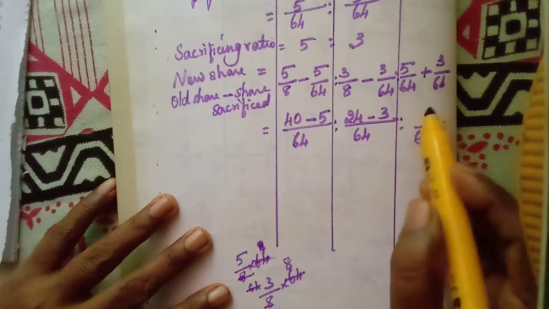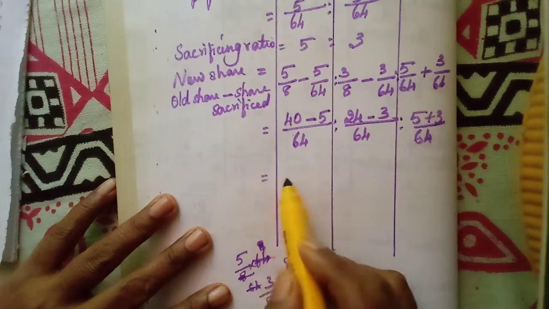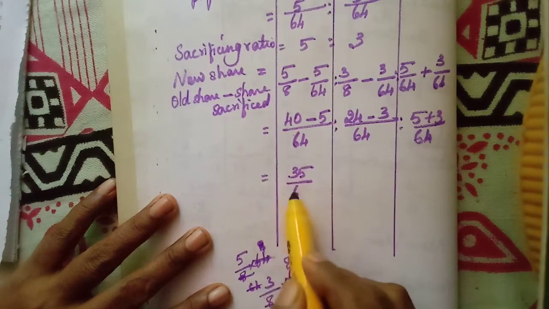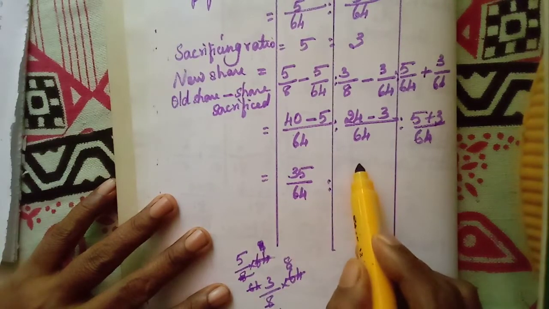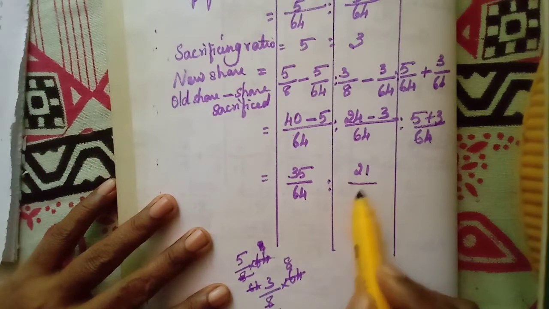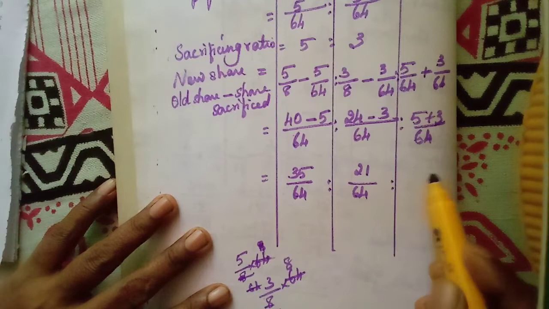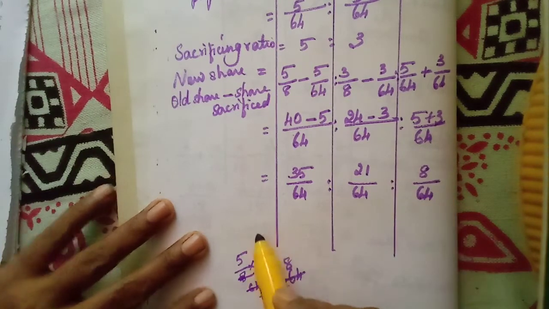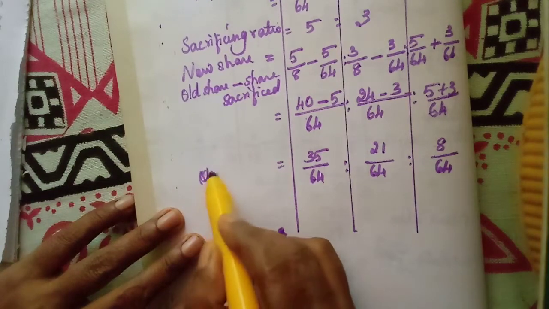64. Here 5 plus 3. 40 minus 5 is equal to 35 by 64. 24 minus 3, 21 by 64. 8 divided by 64. So now we will calculate the new share here.